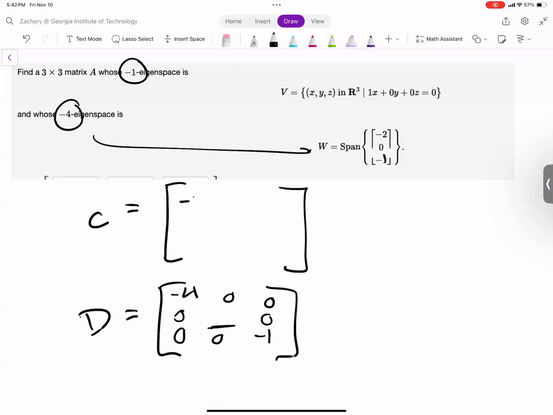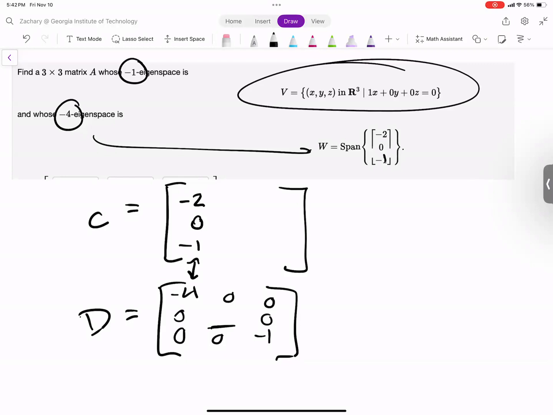-2, 0, -1, right? Okay. So far, so good. So that's my vector that corresponds to lambda equals -4. Now let's talk about lambda equals -1. Talking about this space. All right? Now that's a weird equation. It randomizes the numbers, so sometimes it gets particularly weird. This is one of those times.